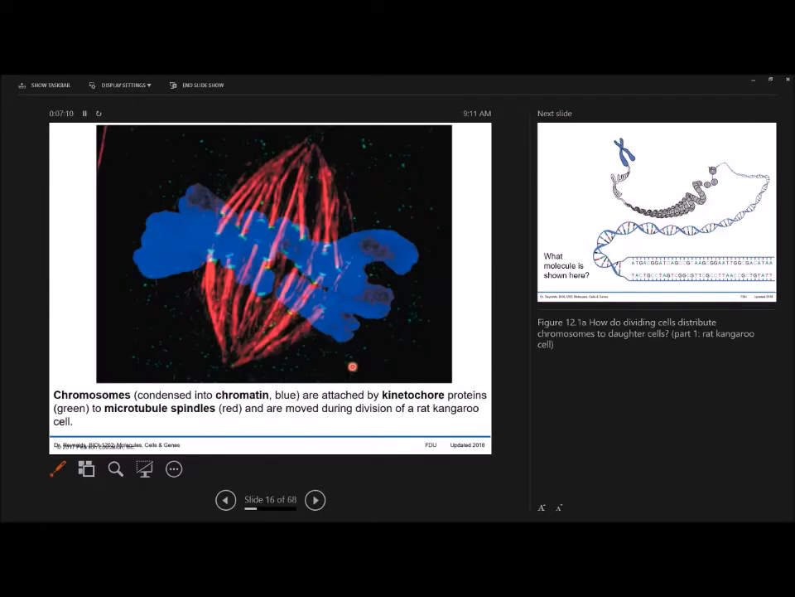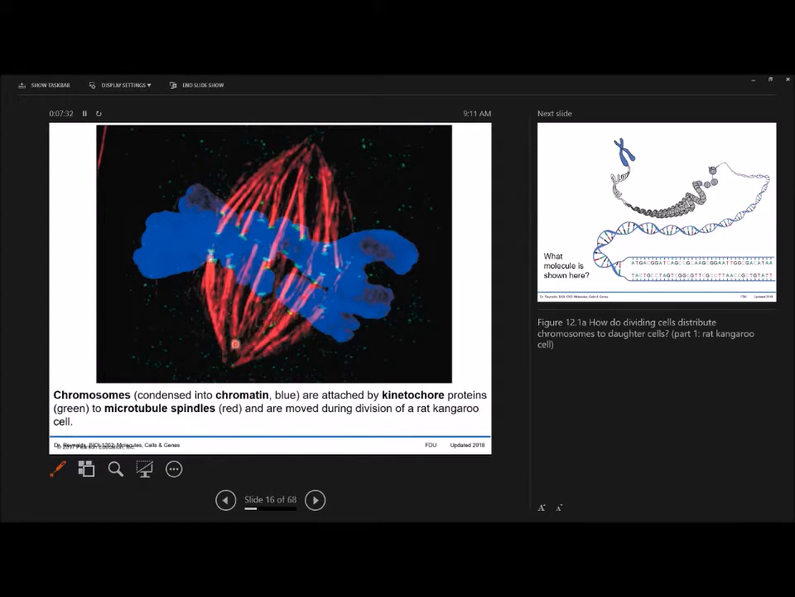Here's what it actually looks like. Here's the chromosomes in blue. They have condensed into chromatin. You can kind of start to see some of those arms here, those organized structures. The kinetochores are in green. Those are found at the centromeres. Okay, the kinetochores are at the centromeres.